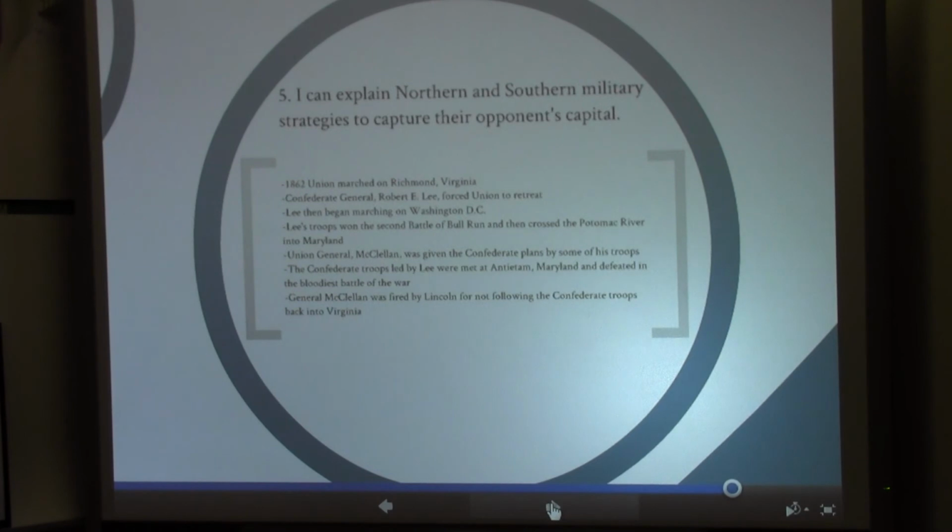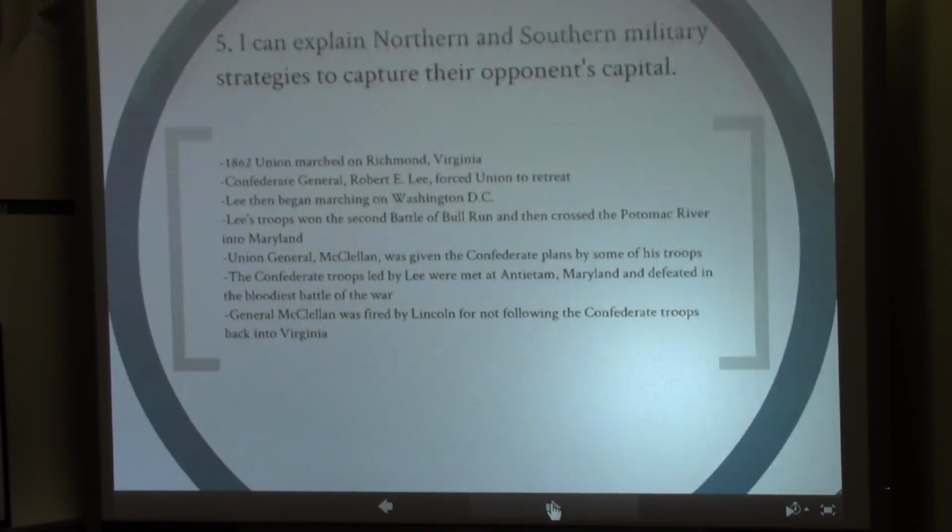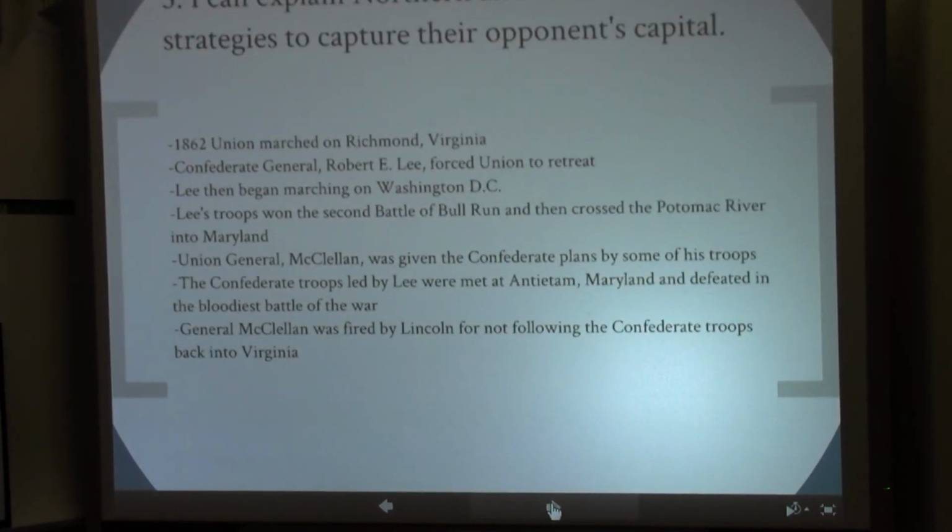I can explain Northern and Southern military strategies to capture their opponent's capital. 1862, the Union Army marched on Richmond, Virginia. Confederate General Robert E. Lee was in command in Richmond. He forced the Union to retreat. He was able to successfully defend Richmond. He then began marching on Washington, D.C., and Lee's troops won the Second Battle of Bull Run, then crossed the Potomac River into Maryland.